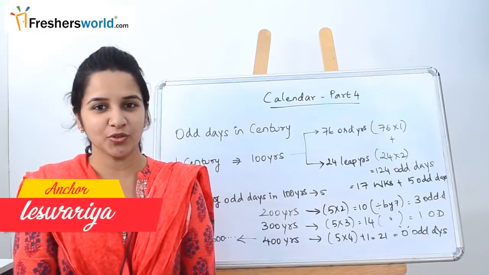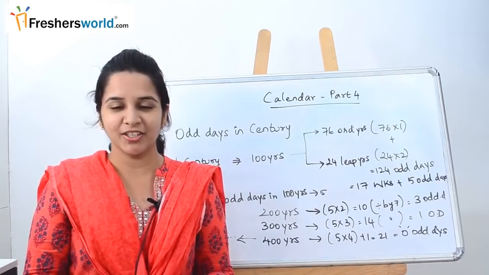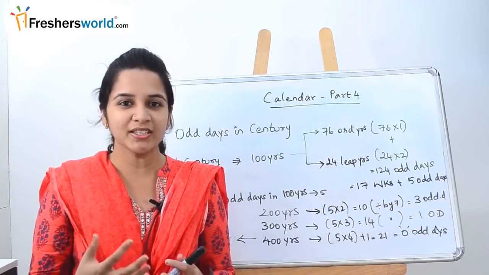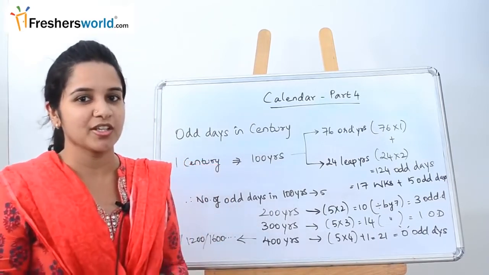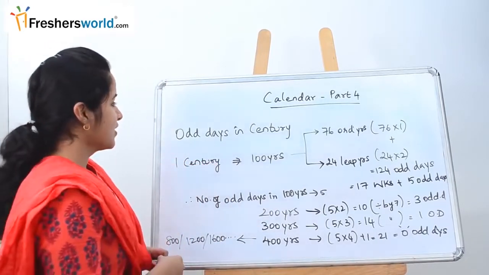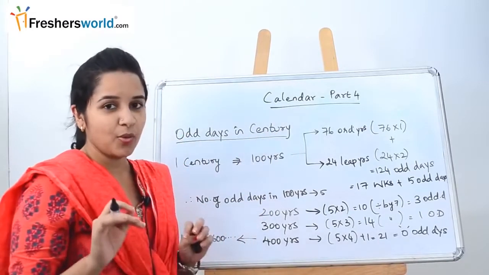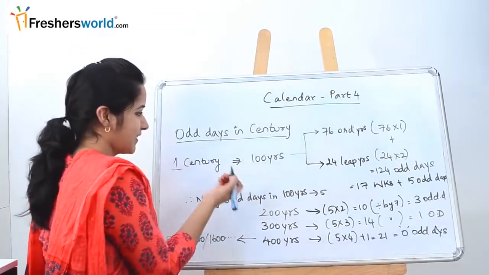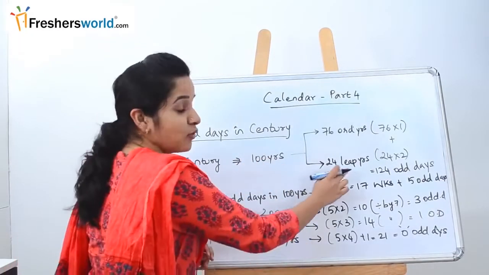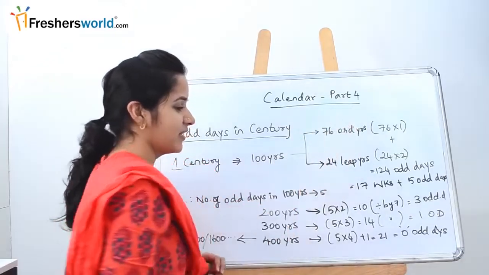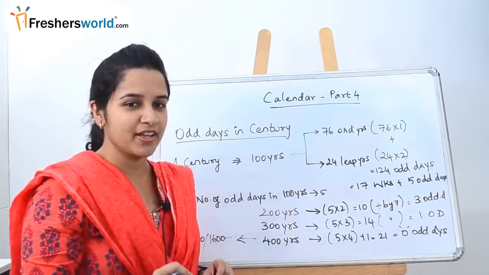The topic that we are going to look at today is calendar part 4. In the previous parts of the calendar videos, we solved various sums. In this case, we'll be talking about the sums that fall under the topic of century. Let's understand this concept first. Let's talk about the odd days in a century. Let's take 1 century first. 1 century is 100 years. In 100 years, there will be 24 leap years and 76 ordinary years. We know in a leap year there are 2 odd days, and in an ordinary year we have 1 odd day.